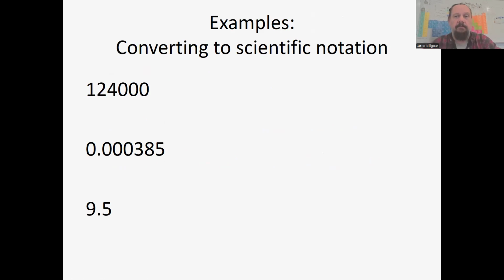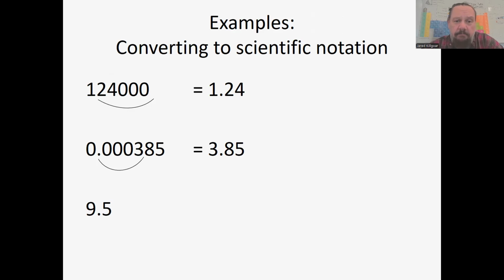Okay, so let's do a couple examples. If you guys want to try, it's a good time to pause here and try yourself, and then we'll go over it. Otherwise, here we go. So first, let's put the number between 1 and 10. This first one, we're going to move the decimal point right between the 1 and 2, right there. For this one, we're going to move it right between the 3 and the 8. And for the last one, we don't have to do anything. It's already between 1 and 10.